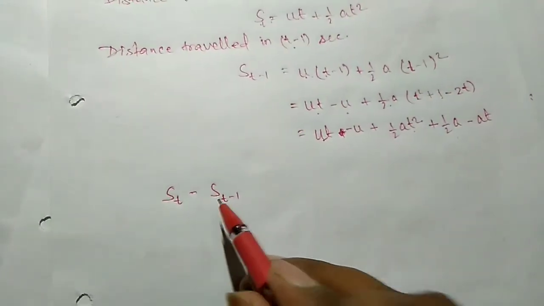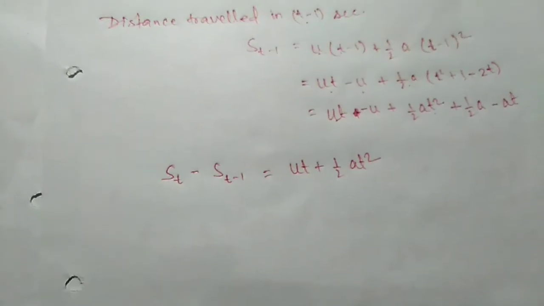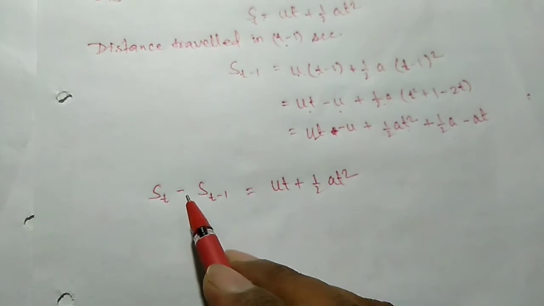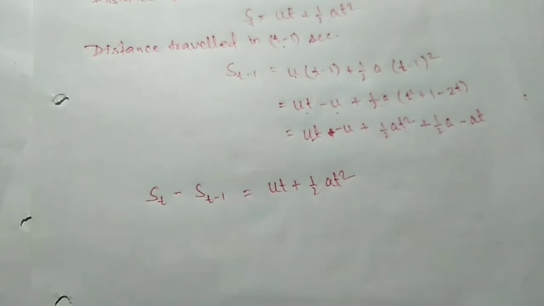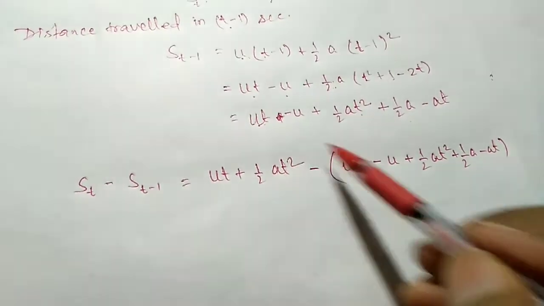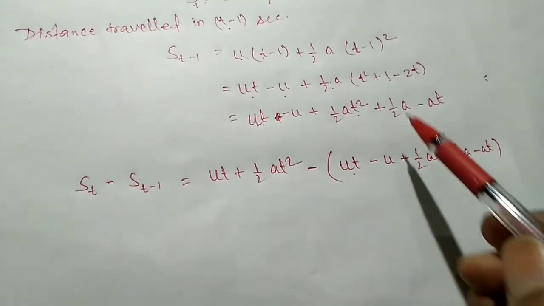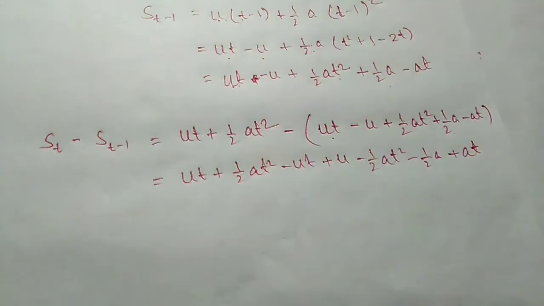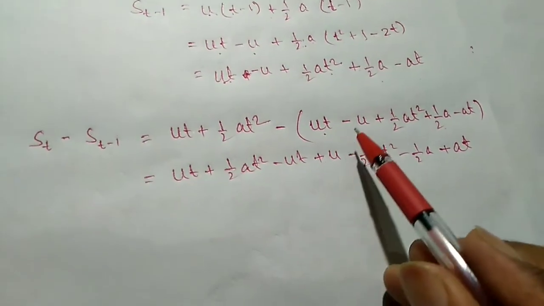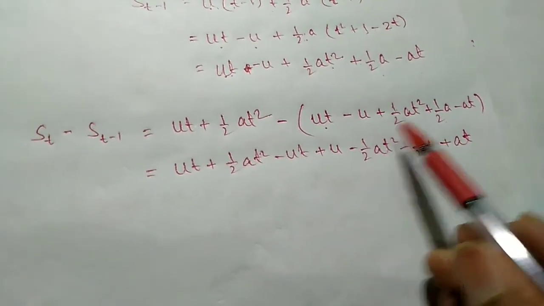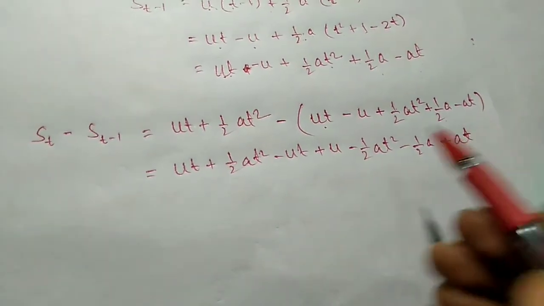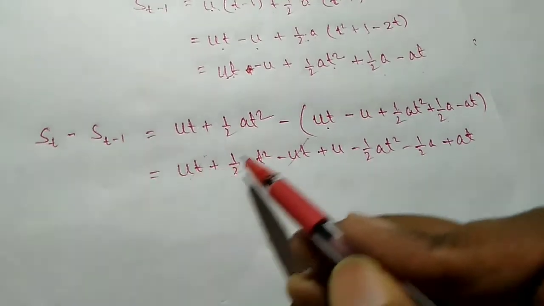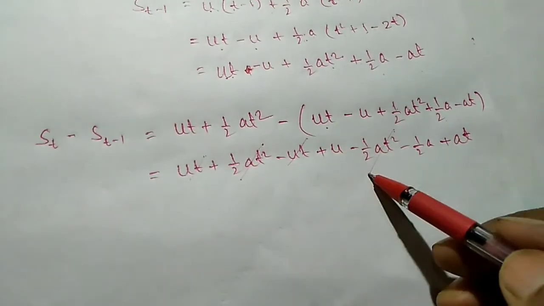So s_t minus s_{t-1}, where s_t is equal to ut plus half a t square. Now the term for s_{t-1}, that you can see is u(t minus 1) plus half a (t minus 1) square, minus half a t as it is. Now let's open the equation. See here, after opening, all the positive signs become negative and all the negative become positive. And now you can also see that ut is positive here, ut is negative here, will be cancelled. Half a t square positive and half a t square negative cancelled.